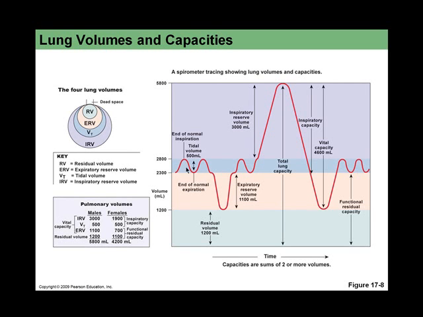First let's just go right in and recognize this in the graph that we're looking at. What do we have for axes? Time. The capacities are the sums of two or more volumes. So we're going to be adding up some of the volumes to get what are called capacities that are very critical to understand the total function of the respiratory system. And then on the y-axis, the left-hand axis, we see volume in milliliters.